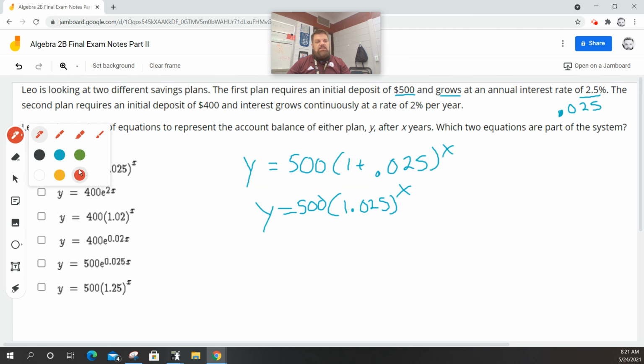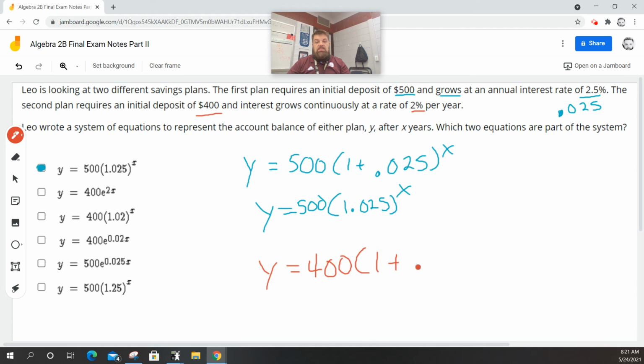So the next thing to do is it says that there is a deposit of 400 with a growth rate of 2%. So the same thing, y equals the initial condition, which is 400. Growth rate is 1 plus 0.02 raised to the x, or y is equal to 400. Wait a second. I did that so quick, I just realized this says continuously.